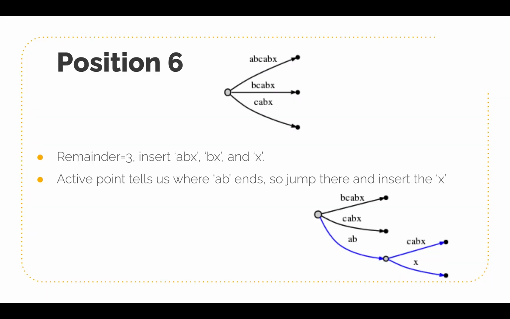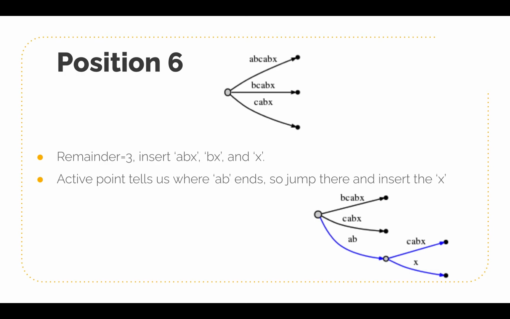We will proceed to step 6 by incrementing the current position. The tree is automatically updated to the following, and because the remainder is 3, we have to insert A, BX, BX, and X. The active point tells us where AB ends, so we only need to jump there and insert the X. Indeed, X is not there yet, so we split the ABC ABX edge and insert an internal node, which you can see in the tree at the bottom.